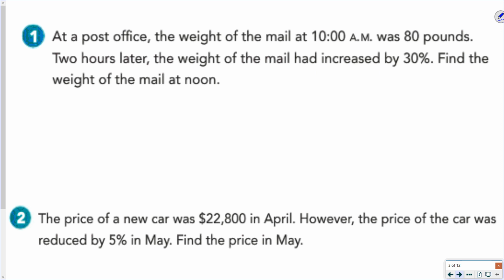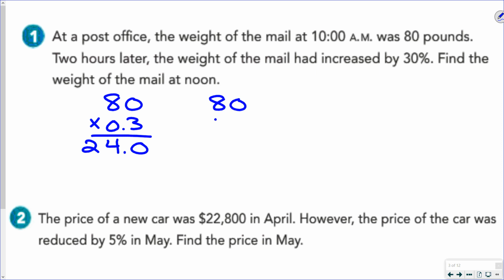At a post office, the weight of the mail at 10 a.m. was 80 pounds. 2 hours later, the weight of the mail had increased by 30%. We want to find the weight of the mail at noon. So we're going to do similar to what we did in our previous example. We're going to start by taking 30% of 80, and we find that that's 24. That is not the weight of the mail. That's how much the mail had increased by. We're going to take 80 plus 24 to get 104 pounds.